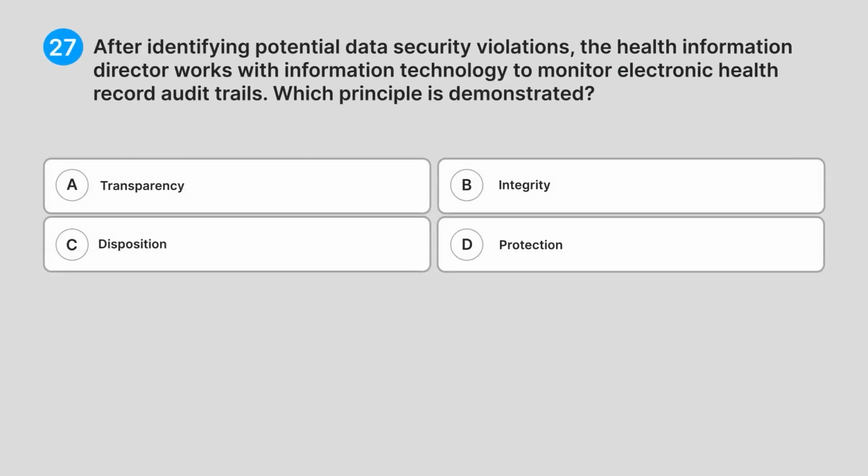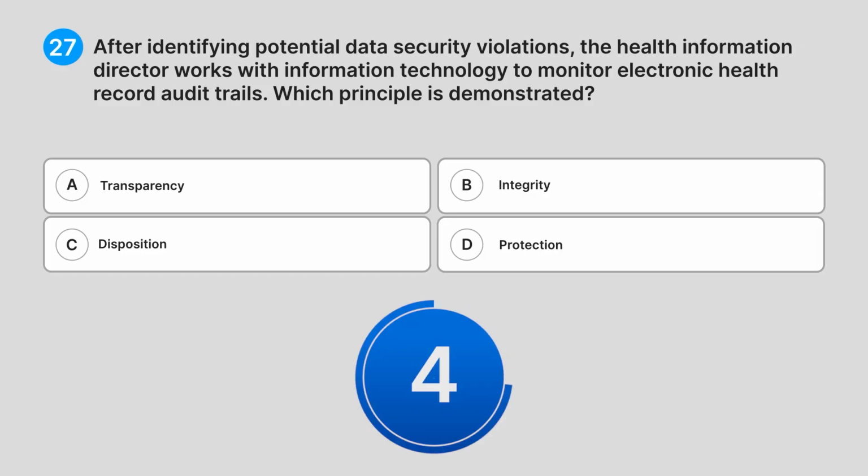27. After identifying potential data security violations, the Health Information Director works with information technology to monitor electronic health record audit trails. Which principle is demonstrated? A. Transparency. B. Integrity. C. Disposition. D. Protection. Can you guess the answer?